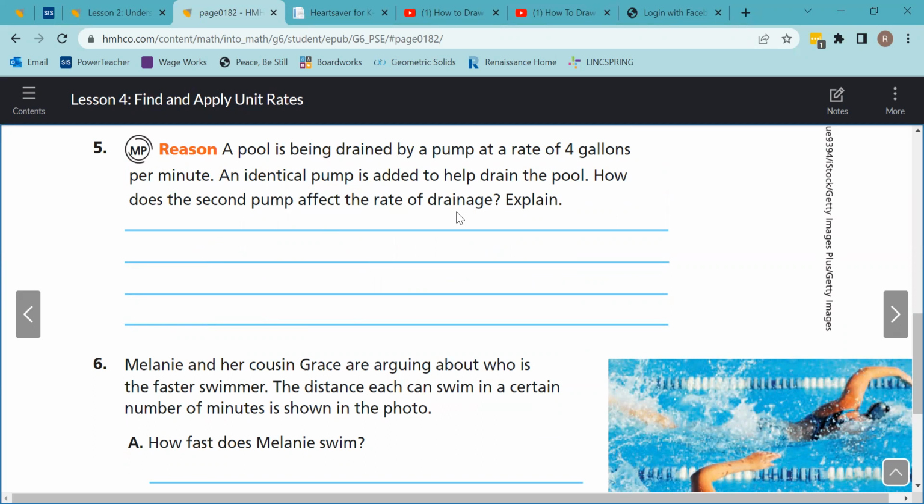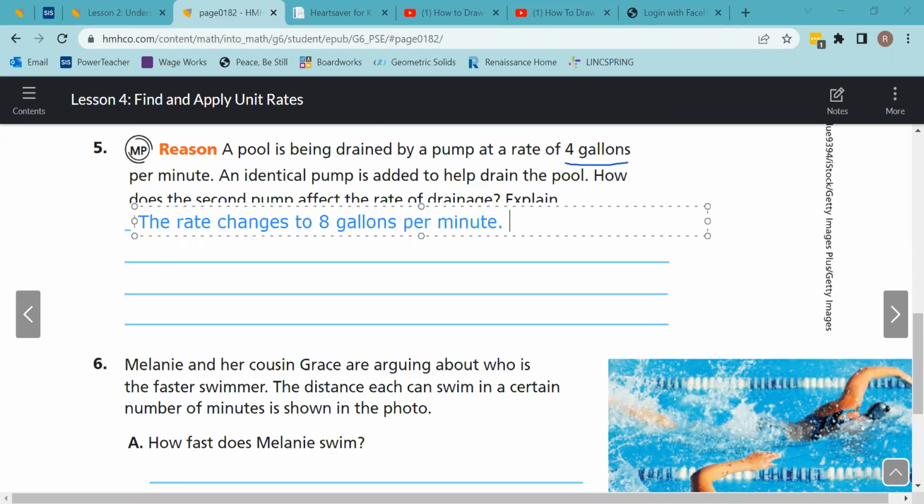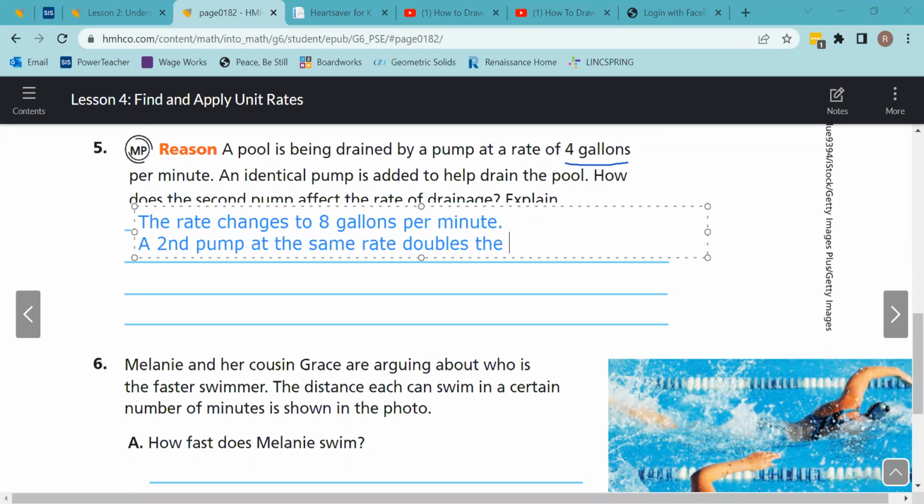is kind of interesting. So you've got one pump emptying at a rate of 4 gallons a minute. If they put another one in there that's the exact same thing, rather than just tackling 4 gallons a minute, that second pump doubles what's happening, right? So the rate changes to 8 gallons per minute. We're going to say a second pump at the same rate doubles, how do we say it? Doubles the amount drained.